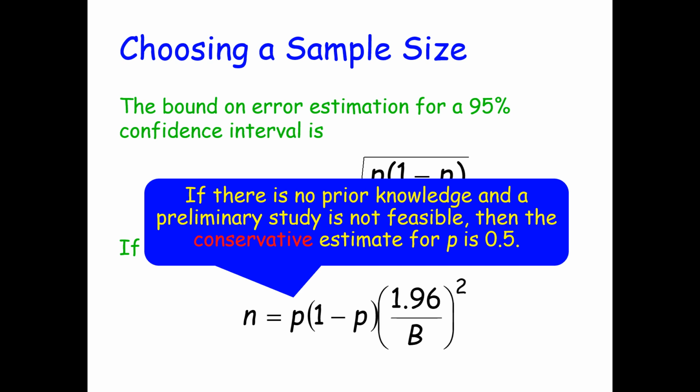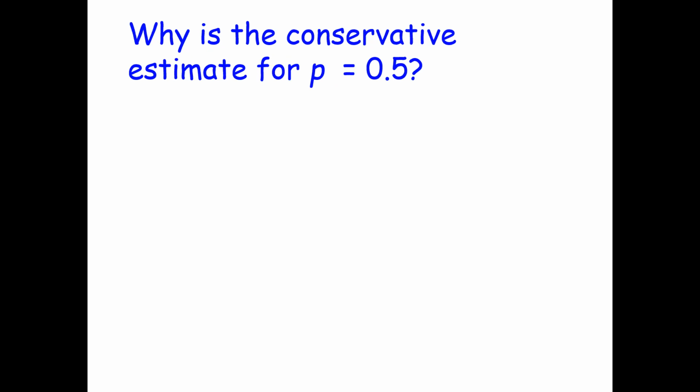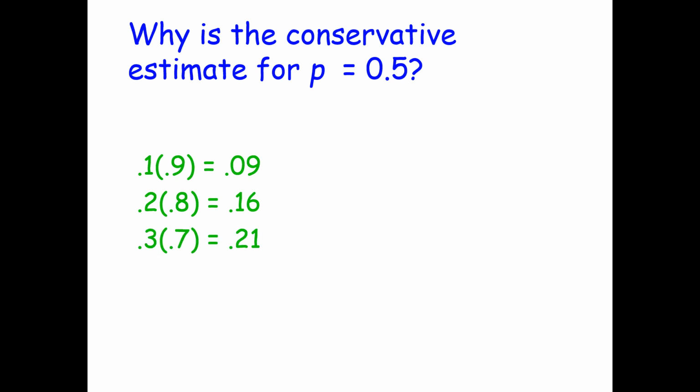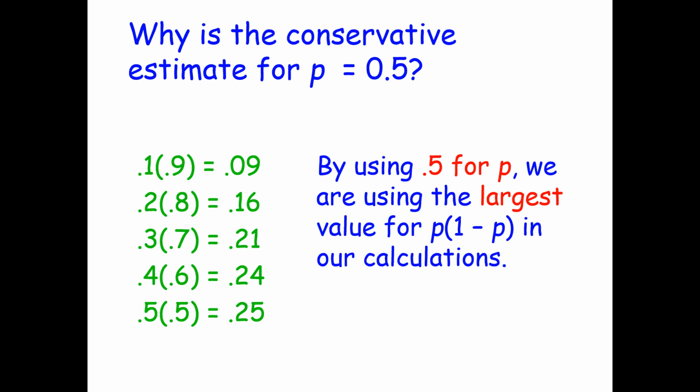So I know what you're thinking. Why is the conservative estimate for P 0.5? Well, if we were to plug that in, so if we did our P times 1 minus P, and our P was 0.1, that would give us a value of 0.09. If P was 0.2, we would have a value of 0.16. If P was 0.3, we would have 0.21. If P was 0.4, we would have 0.25. And if P was 0.5, we would have a value of 0.25. So basically, by using 0.5 for P, we are using the largest value for P times 1 minus P in our calculations.